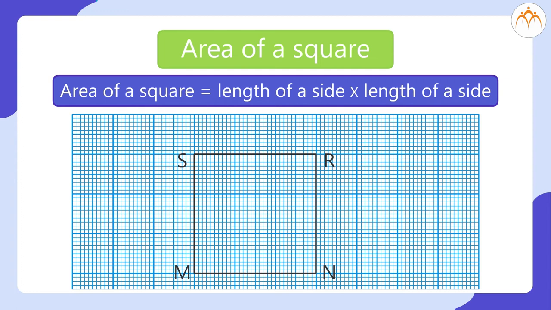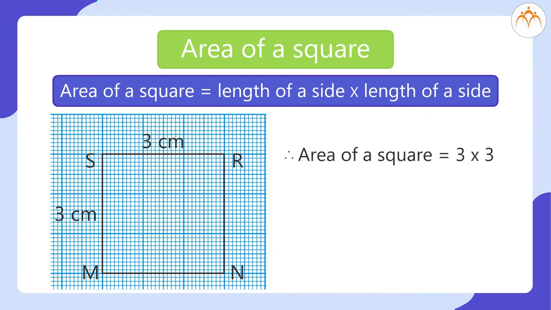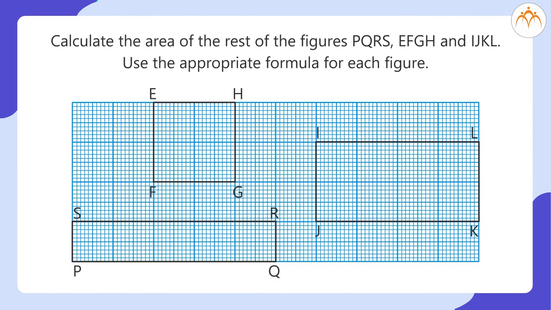In the figure MNRS, the length of one side is 3 centimeters and the length of another side is 3 centimeters too. Since this is a square, all its sides are of the same length. Therefore, area of a square is equal to 3 multiplied by 3. So, area of a square is 9 square centimeters.